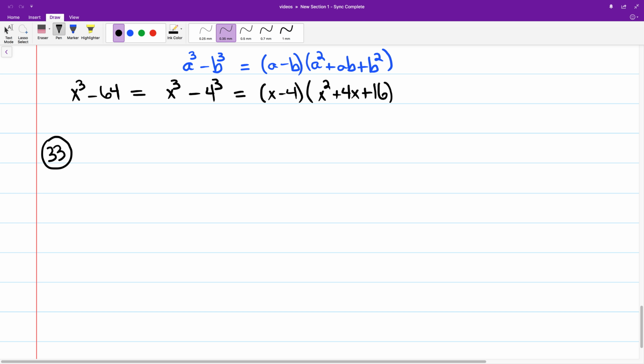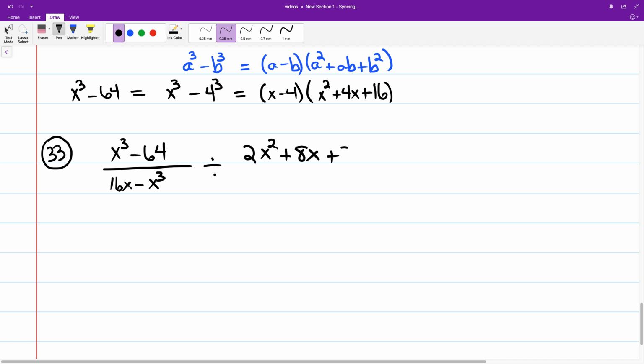All right, now for what we have in 33, we have x to the third minus 64 over 16x minus x to the third, divided by 2x squared plus 8x plus 32, all over x squared plus 2x minus 8.